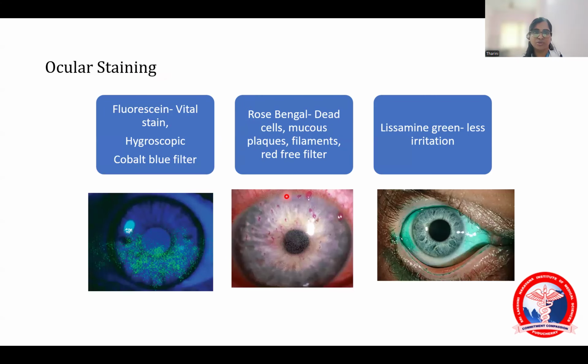This is a picture showing ocular staining, where we do a fluorescein staining in the eye, put on a cobalt blue filter, and see the fluorescent staining. This is a picture showing rose bengal staining, where there are dead cells, mucus plugs, and filaments, and we use the red-free filter to visualize this. And this is a picture showing lissamine green stain. Usually it is less irritant compared to other stains.